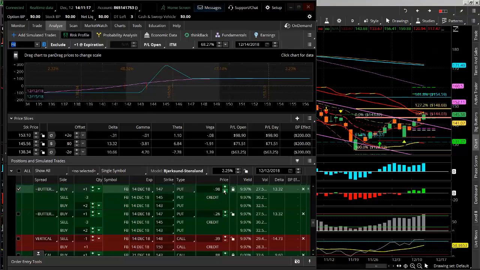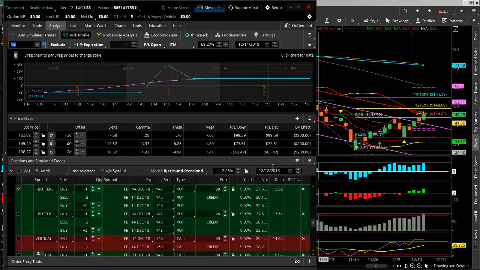Now, the beauty of this type of strategy is if Facebook into expiration on this Friday the 14th was to go to 147 or higher, we still keep the $98 credit if it was to explode up here. With a regular balanced butterfly, this would probably be a losing trade. So we keep that.